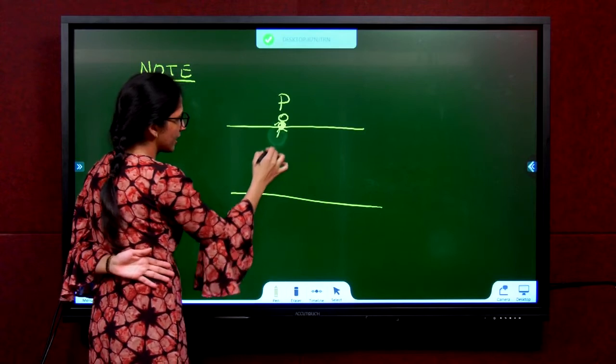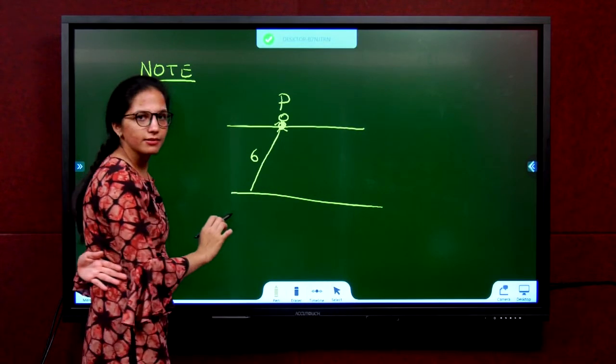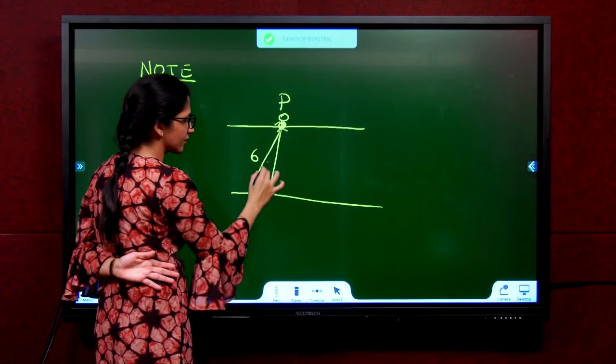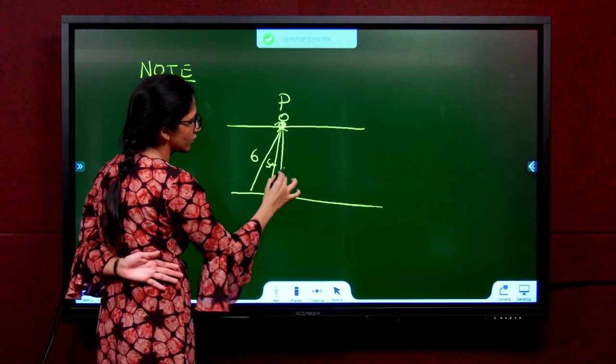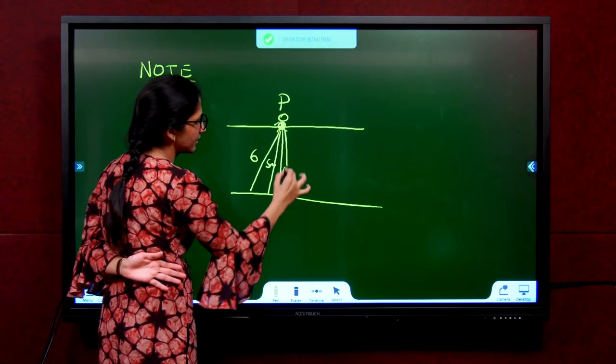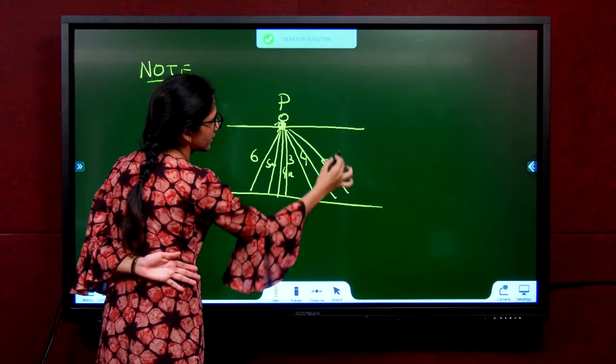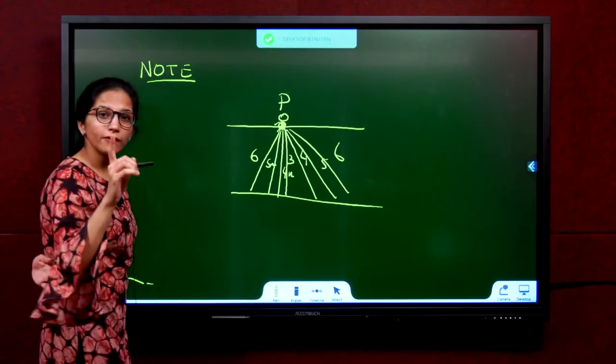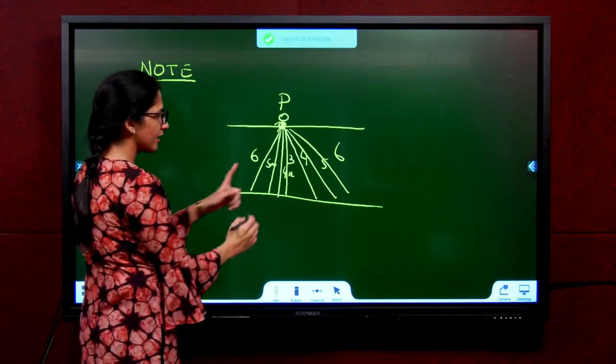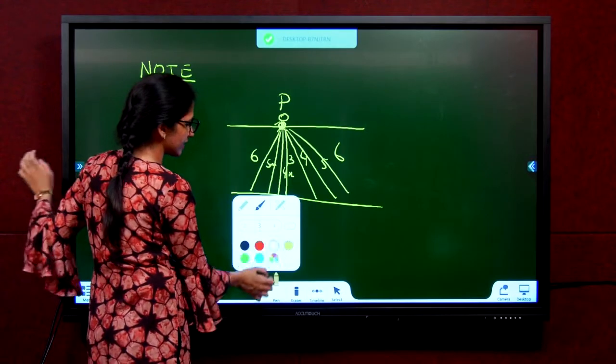First we will see, let's say you're taking this distance, 6 meters. Let's say you're taking this distance, 5 meters. This distance, 4 meters. This distance, 3 meters. Again 4 meters, 5, 6. There are so many ways. You have to take the shortest distance. Observe, there is only one shortest distance possible.